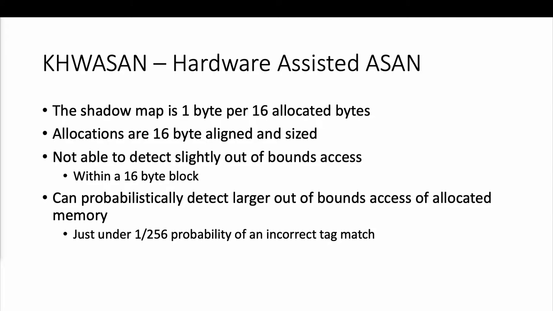Because a few values are reserved, you'll get a bit under a 1 in 256 probability of getting the correct colour for your pointer when you shouldn't have. I only know of Linux implementing this, so if anyone wants to do this on FreeBSD or NetBSD or OpenBSD, come and talk to me. I'd be interested in the runtime.